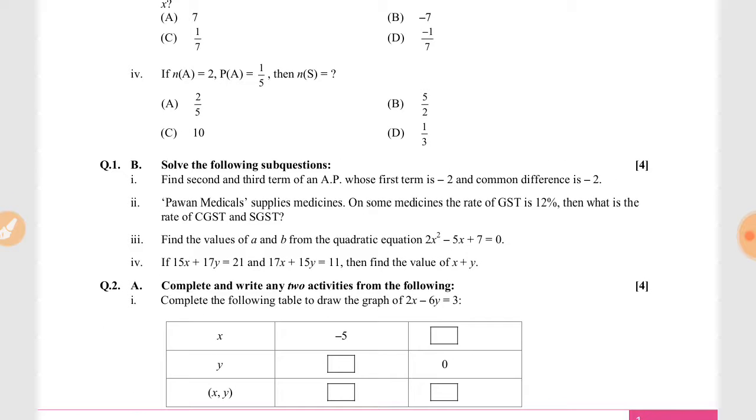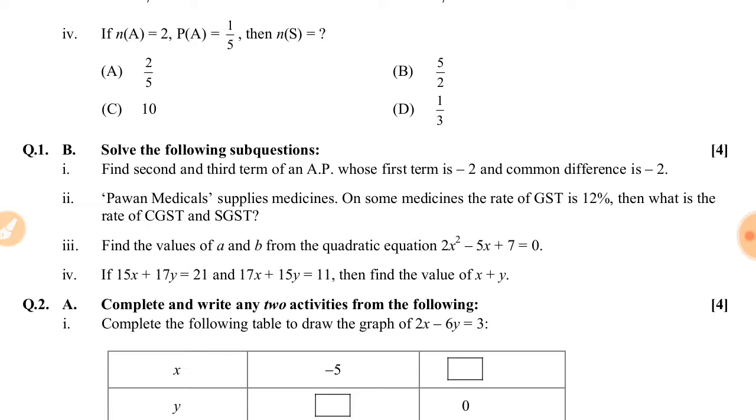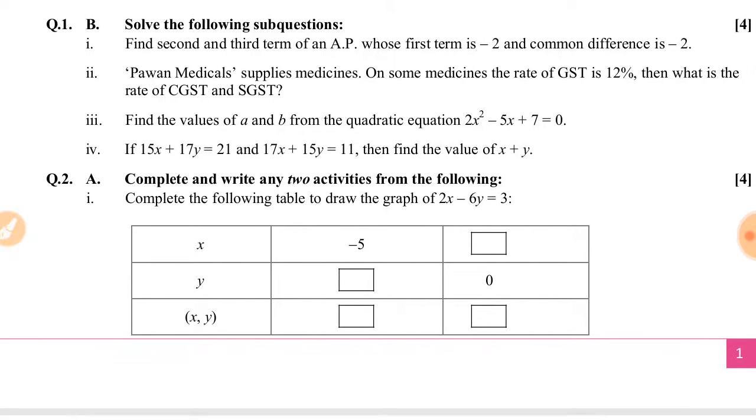Then question 1B, solve the following sub questions. Such types of questions, short questions are asked. 1, 2, 3, 4. There are 4 questions. They are based on concepts, general concepts, and each is for 1 mark. In this way, it consists of 4 marks questions. 4 questions for 4 marks.